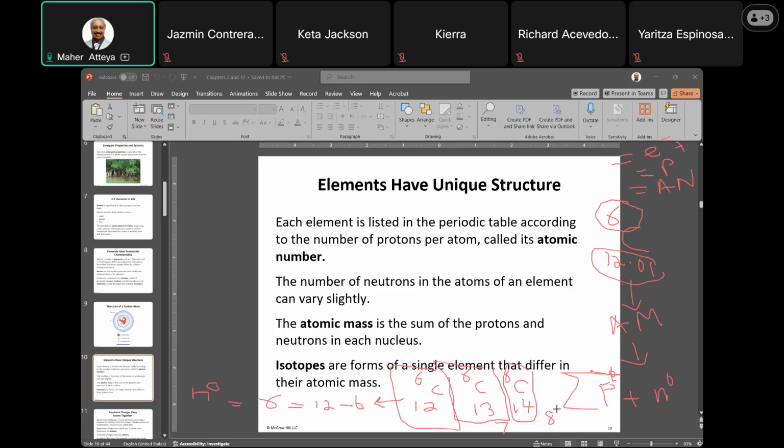Everybody's following? So that's what an isotope is. An isotope is the same element found in nature with different modification, because the number of neutrons changes from one isotope to another. Carbon always has 6 protons, correct? But the atomic mass can change from 12 to 13 to 14 found in nature. And that's what is really changing, the number of neutrons. Okay, guys?